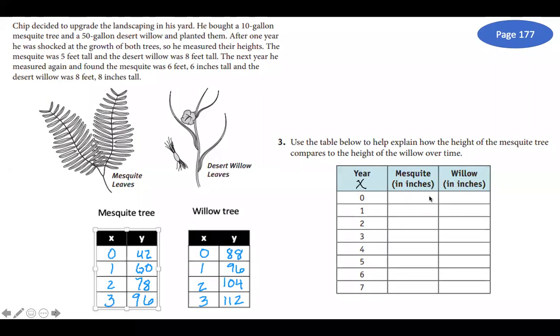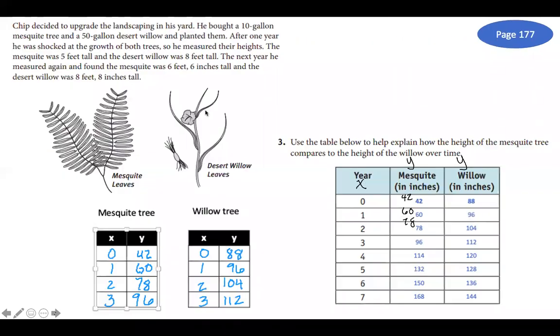And then we're going to have two columns for the y, a y for the mesquite tree and a y for the willow tree. We'll have to keep that straight. So for the mesquite tree, we had 42, we had 60, we had 78. I'm going to let you go ahead and fill out the rest of this table. There it is. All right, so hopefully you filled it out and it looks like this.